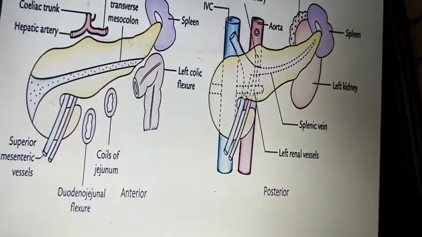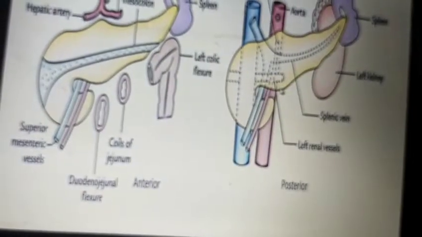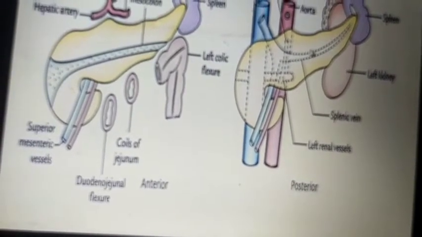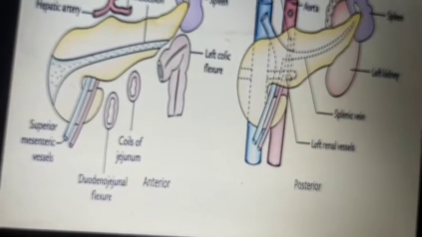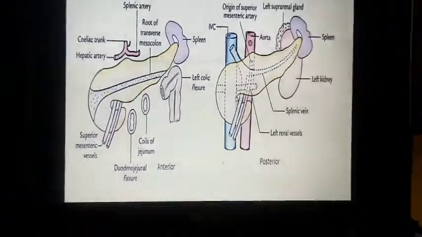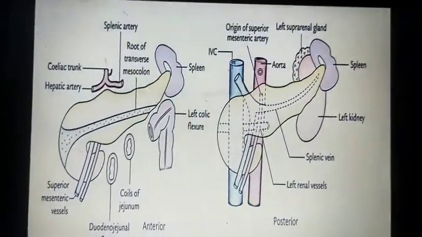Posteriorly, what is there? The aorta is there, the superior mesenteric artery is there, the left kidney is there, the left suprarenal gland is there, the splenic vein is there, and the splenic artery is there. This is about the relations of the posterior surface of the body.